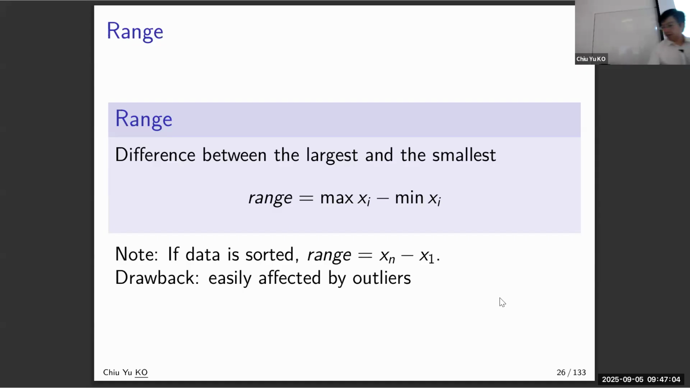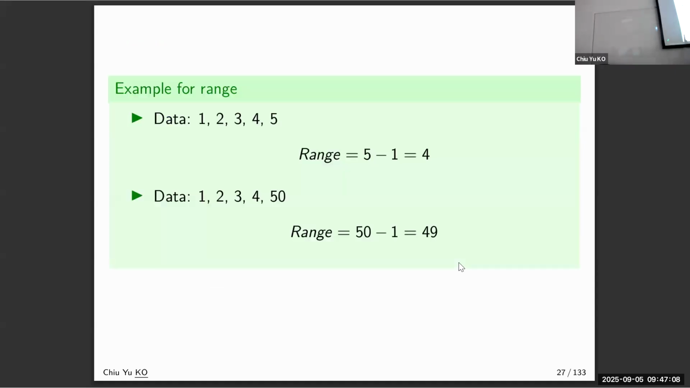Let's see the example. You have the data set 1, 2, 3, 4, 5. The range is the biggest minus smallest, 5 minus 1, which is 4. And the second example is 1, 2, 3, 4, 50. The difference between the largest and smallest is 49. So you can see by simply changing the 5 to 50, you change a lot, right? If you make a typo, making 50 into 500, your range becomes 499.